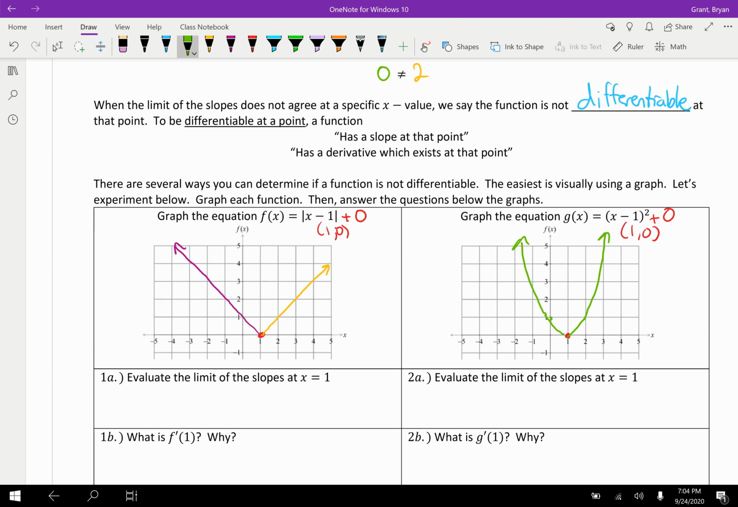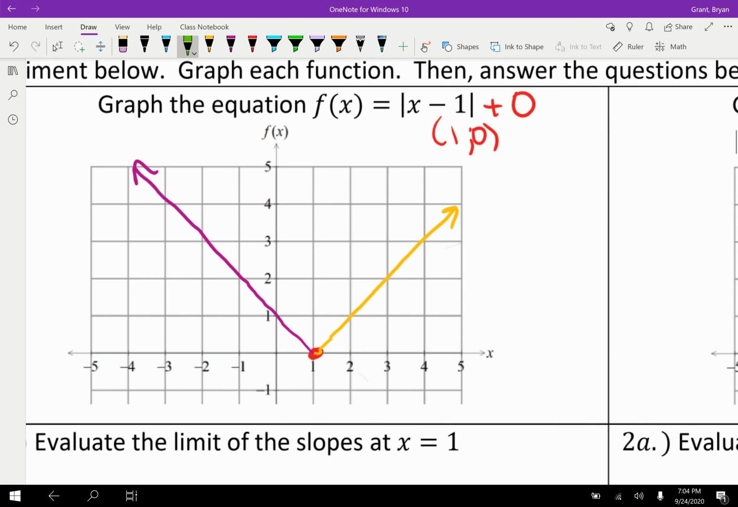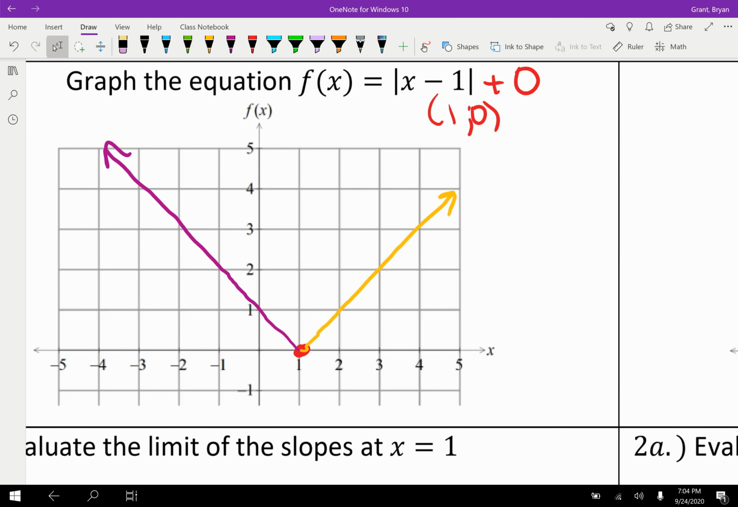Now, the question becomes, are these graphs differentiable everywhere? Well, on the absolute value graph, I'm pretty positive the absolute value is differentiable everywhere except maybe at one point. The reason I know is because this linear absolute value is made up of lines, and lines have slope everywhere, right? This line has a slope right here.